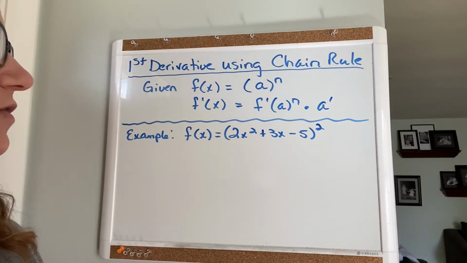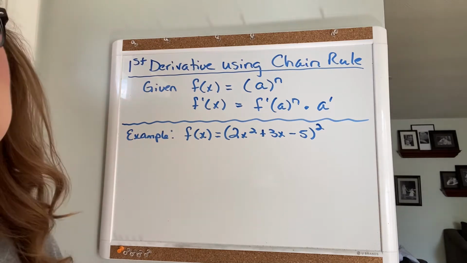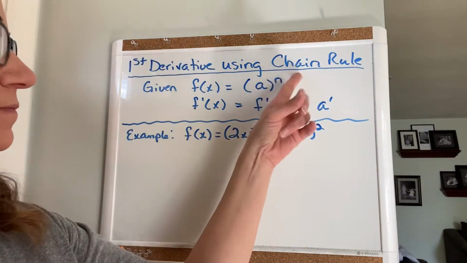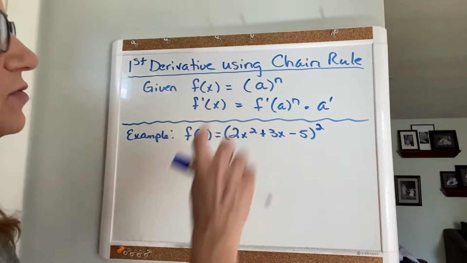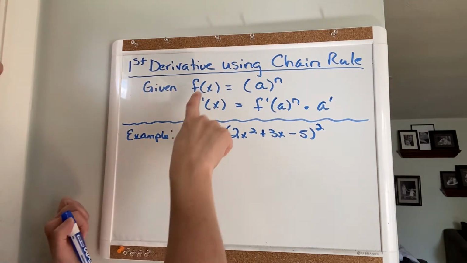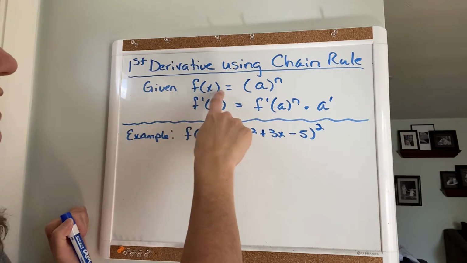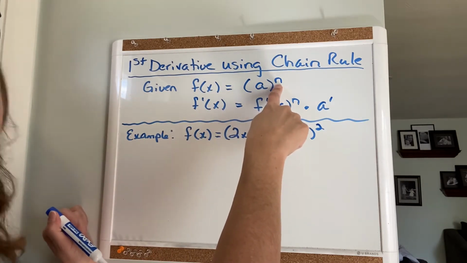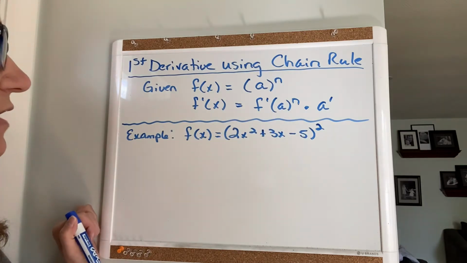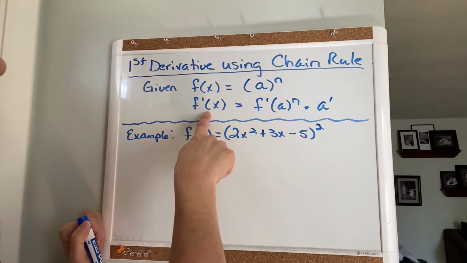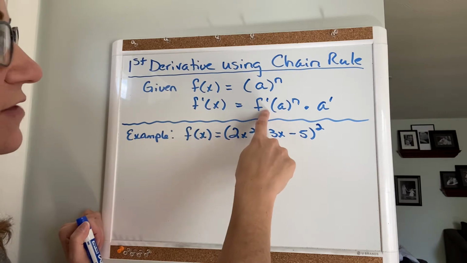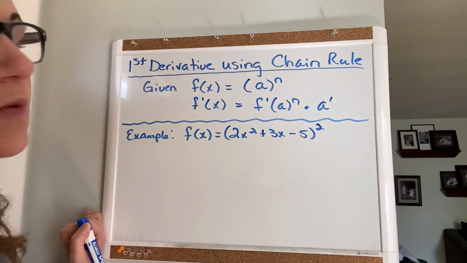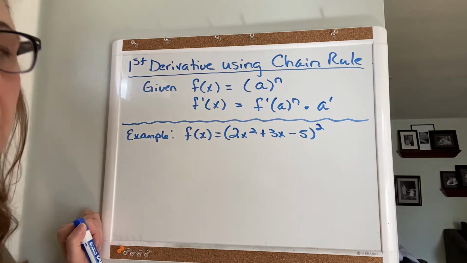I am giving you the last rule for first derivative. It's called the chain rule, and the rule is right here. So if you're given a function, f of x equals some quantity raised to the nth power, what you're going to do to take your first derivative is take the derivative of the whole quantity and then multiply it by the derivative of what's inside the parentheses.